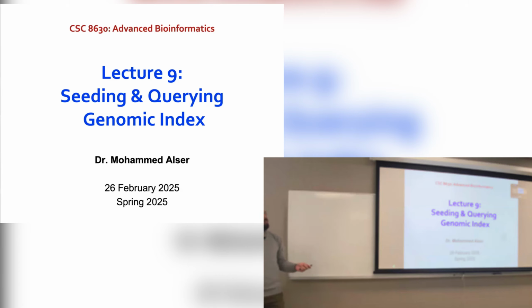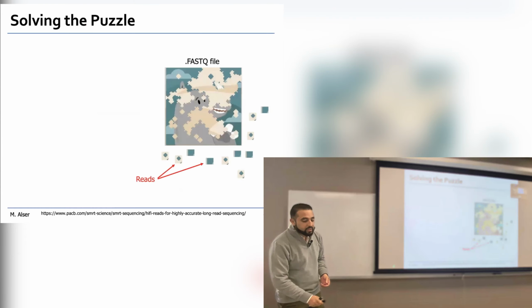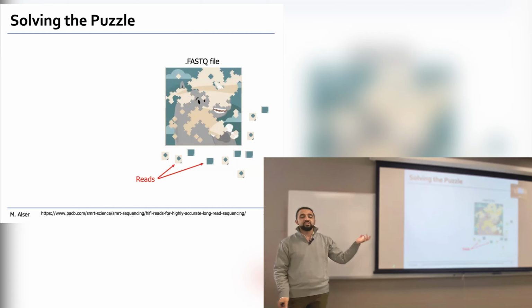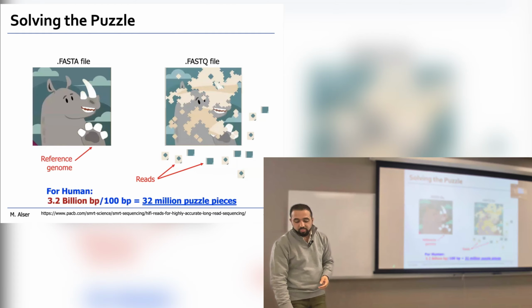And for today, we'll continue with a different topic. This is an extension of indexing. So we index the reference genome, but now what is the next step? What should we do with those indexed seeds? We agreed in the first 2 lectures that sequencing is a problem that causes those pieces to be individually separated from each other, and we need to put them back, which is the thing that we try to solve, which is a puzzle.